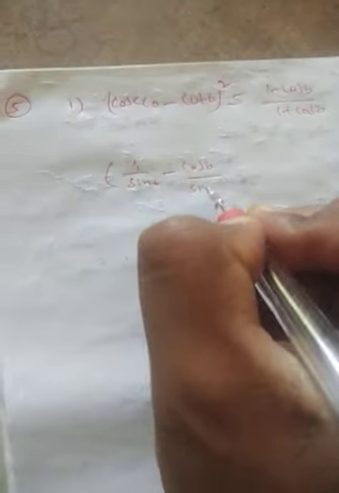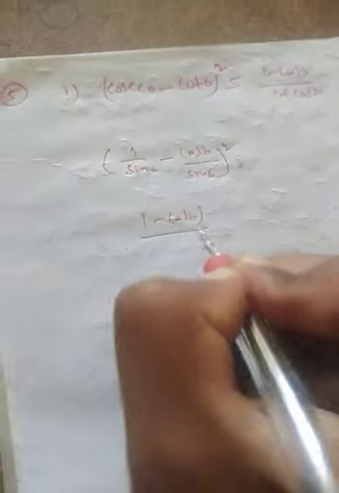Next question, the fifth bit. Show that, first question: cosec theta minus cot theta whole square is equal to 1 minus cos theta by 1 plus cos theta. How can I write cosec theta? Cosec theta will be 1 by sin theta. Cot theta will be cos theta by sin theta, whole square. So it will become 1 minus cos theta by sin theta whole square.